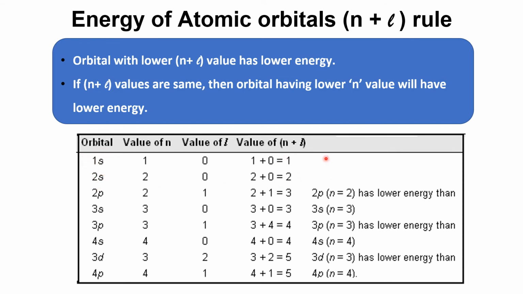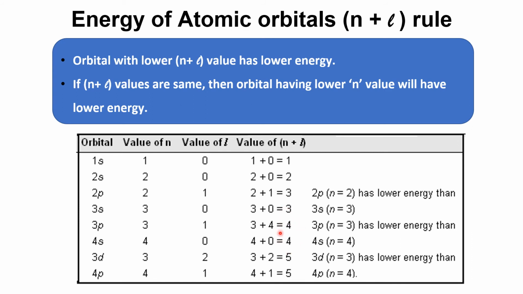It means that 1s is lying at the lower energy and 2s is higher than that. If n plus l values are the same, then the orbital having the lower n value will have lower energy. It means that if I am talking about 4s and 3d, for 3p and 4s the n plus l value is the same, which is 4.